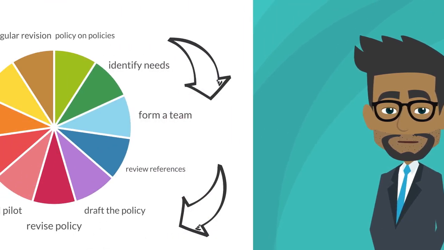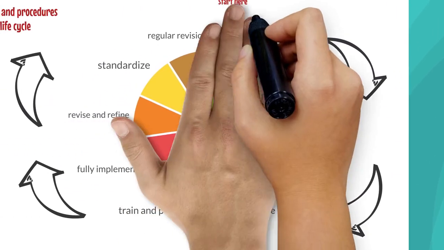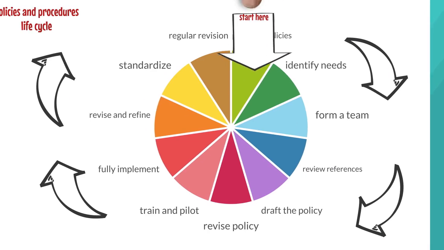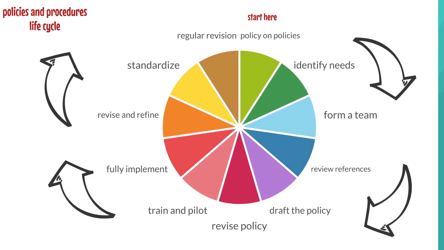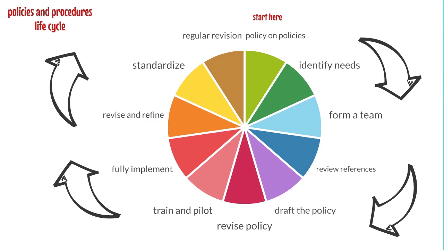Let's start with the policies and procedures life cycle. The first step is to have a policy on policies that describes how the documents will be generated. The cycle starts from creating a policy on policies. This is the quality department's responsibility, then identifying needs for policy creation from the relevant departments. Forming a team from process owners to draft the policy.